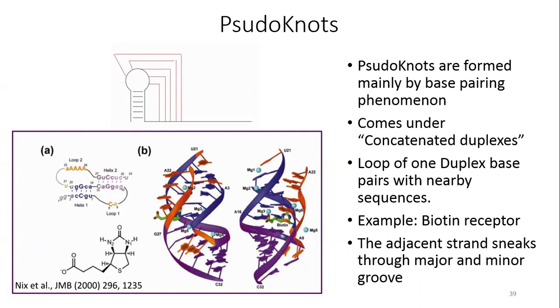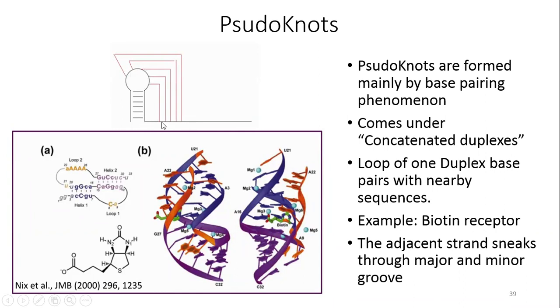Okay, so if such a thing happens, concatenated, one of the neighboring strands would go and base pair with its surrounding duplex as such. Okay, therefore we say that they form concatenated duplexes. So what happens is that the loop of one duplex, whatever bases are present over here, pairs with nearby sequences of the RNA.